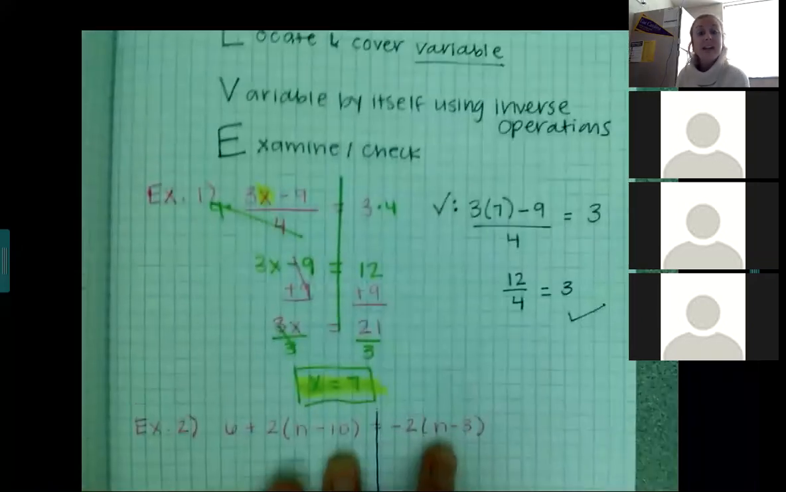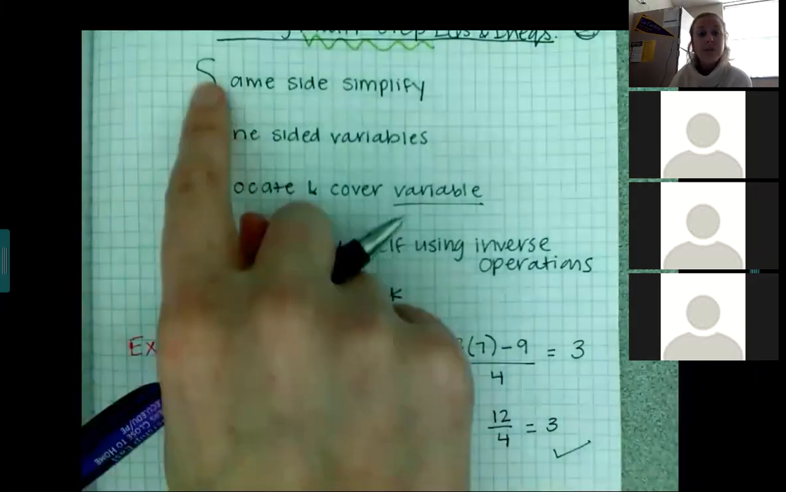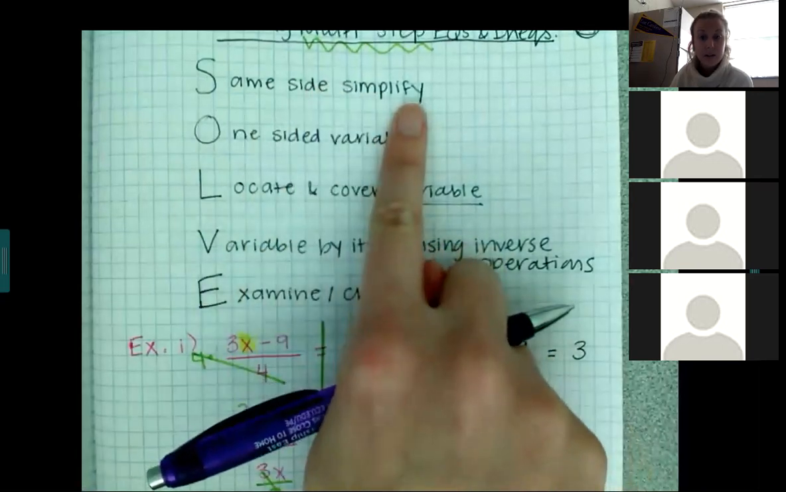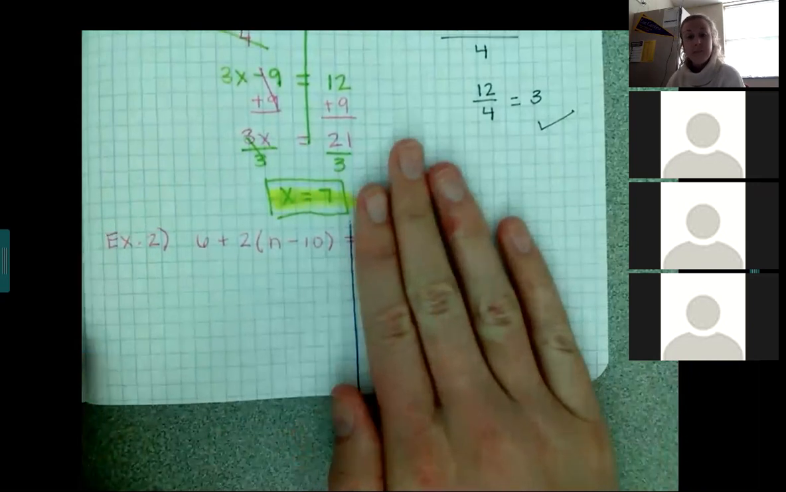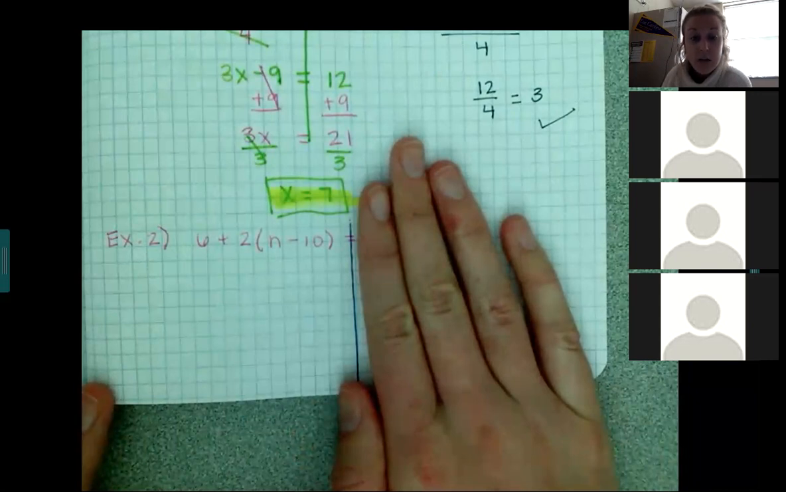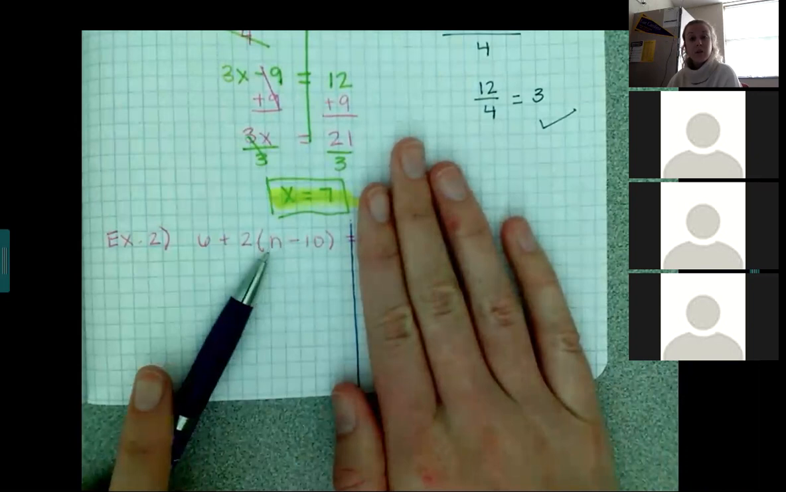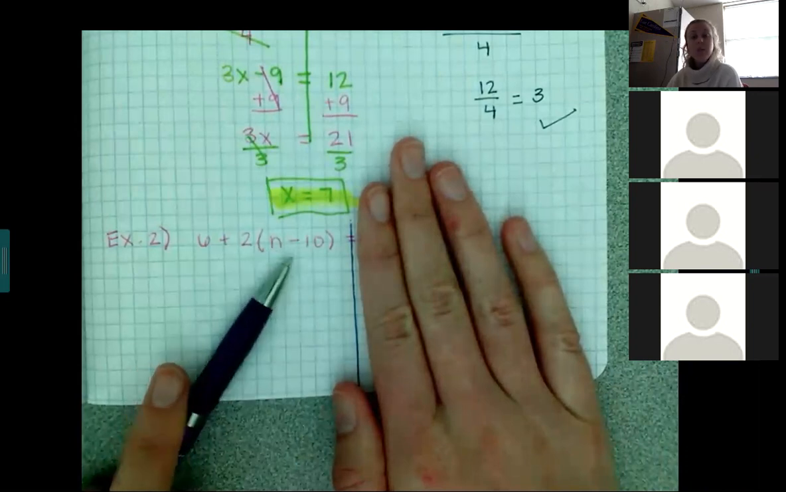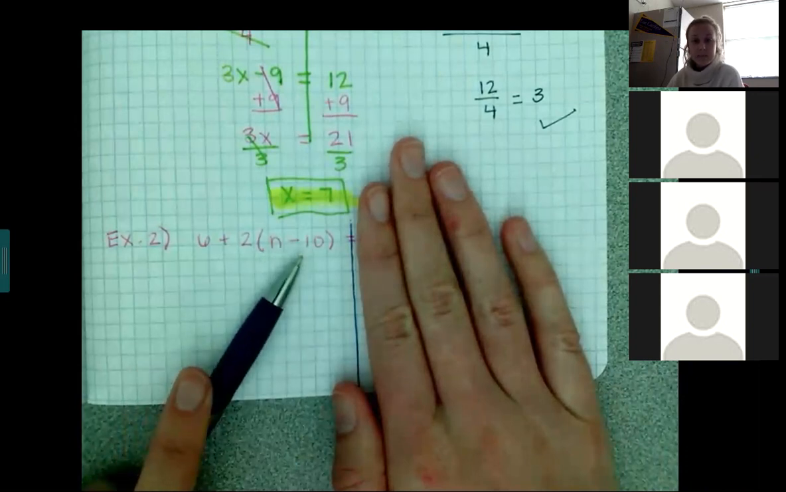So this is exactly what I mean when I wrote up here, same side, simplify. Look on your sides. We'll do the left side first. And we need to simplify this before we can get our n's together, okay? Before we can cover them up. So, Gwyneth said we need to do parentheses first. Can you do n minus 10? No. No, please do not write negative 10n. Wrong. Think about what we talked about yesterday.